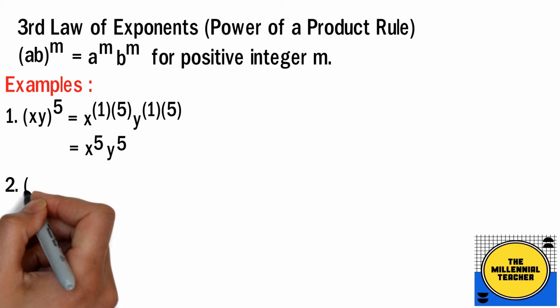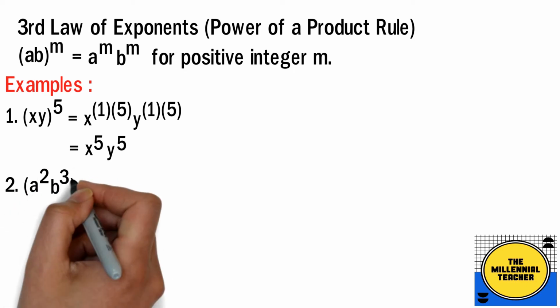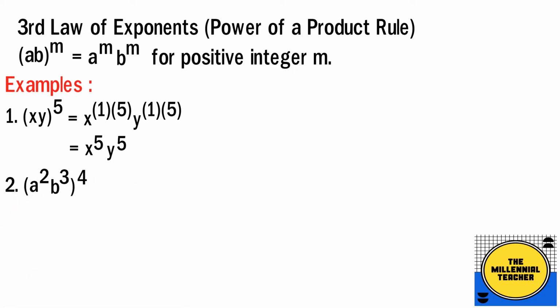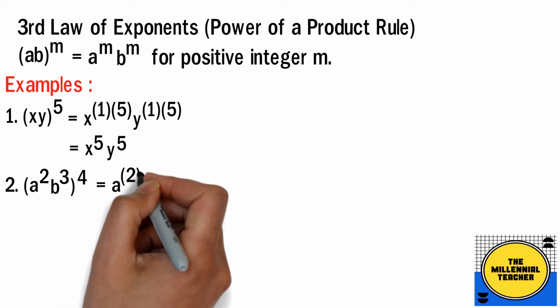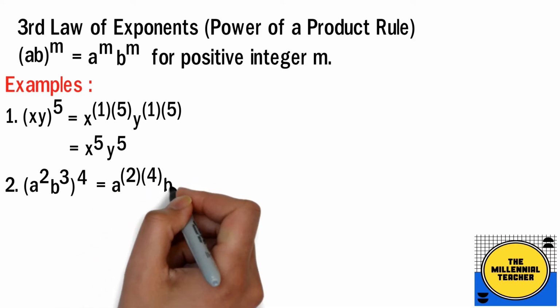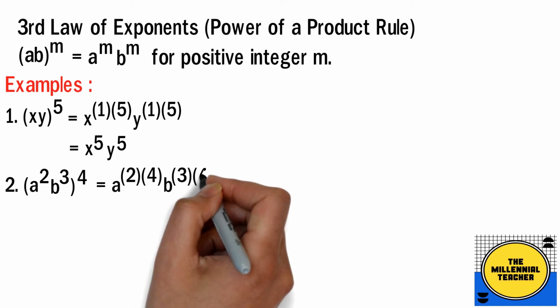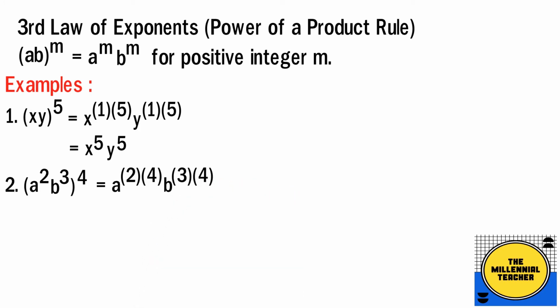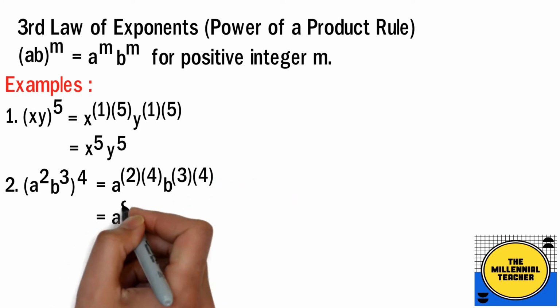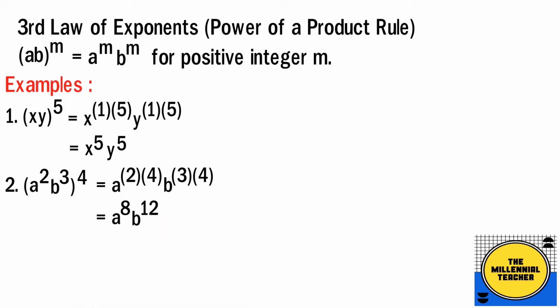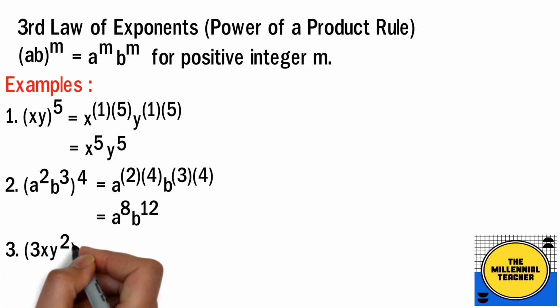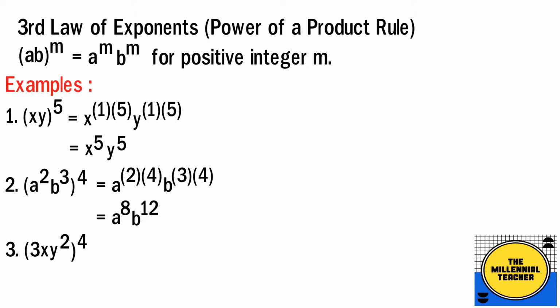Example number 2 ay quantity a squared b cubed, to the 4th power. I-distribute natin ang exponent na nasa labas sa mga exponent ng mga base na nasa loob. Kaya magiging a raised to 2 times 4, b raised to 3 times 4. By simplifying, magiging a raised to 8, b raised to 12. Example number 3 ay quantity 3xy squared, to the 4th power.